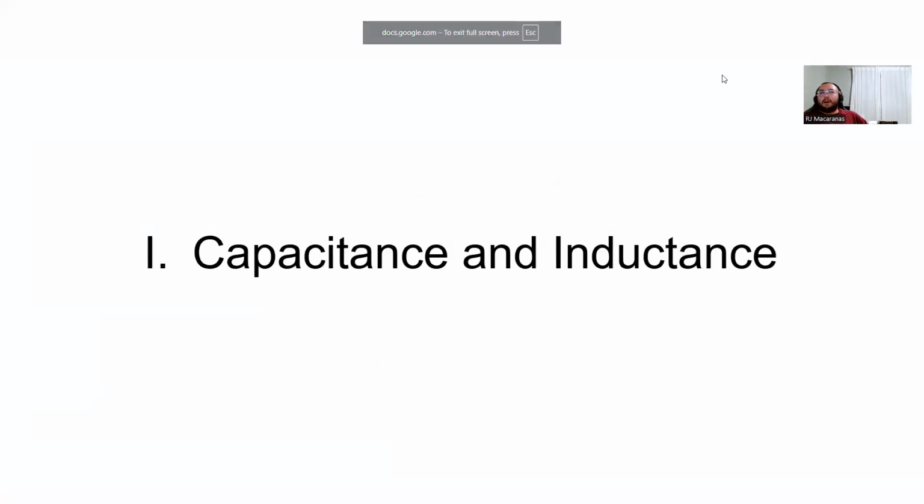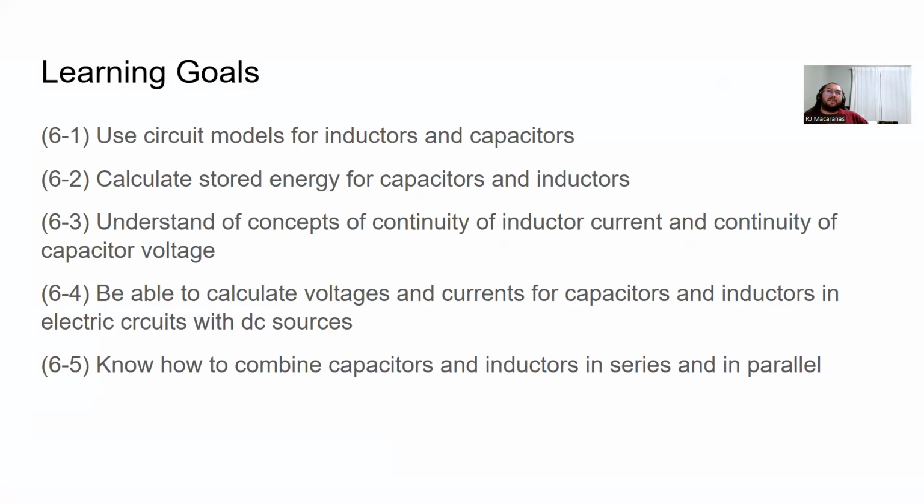So, capacitance and inductance. Here are the learning goals straight from the chapter, and this is chapter 6 in the book. So we're going to be looking at the circuit models for inductors and capacitors, calculating stored energy, and trying to understand these concepts of continuity for the inductor current and for the capacitor voltage, and then calculating voltages and currents for circuits that just have DC sources.